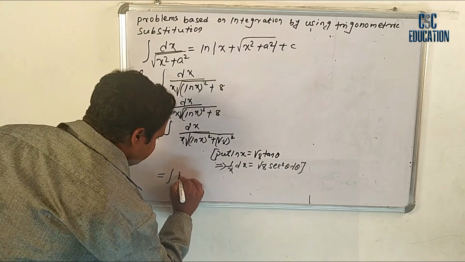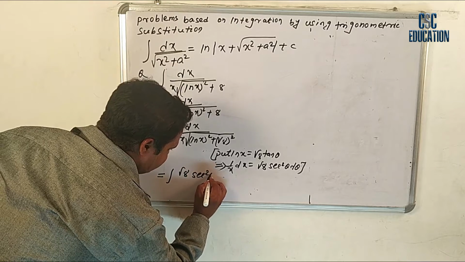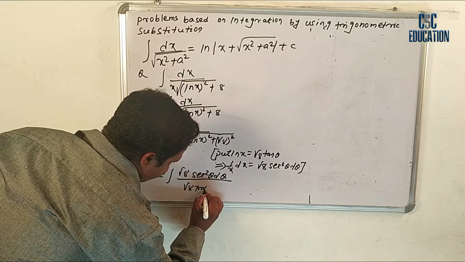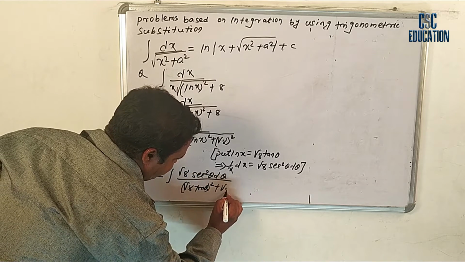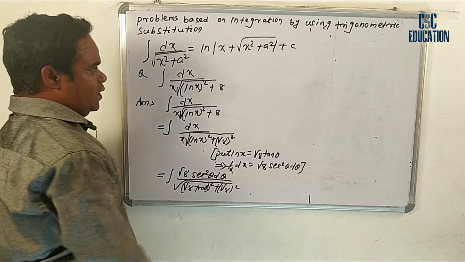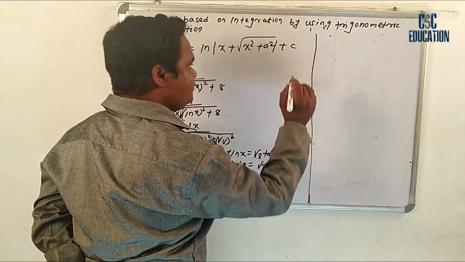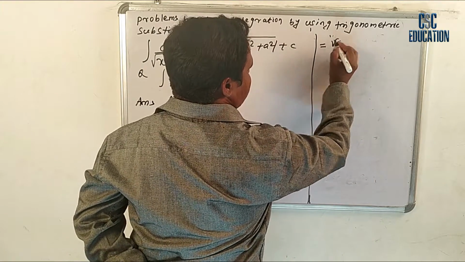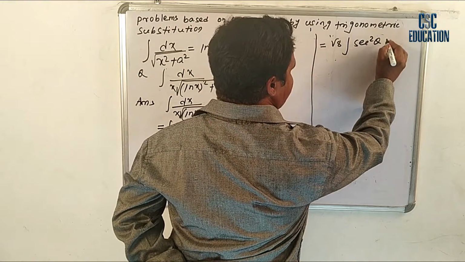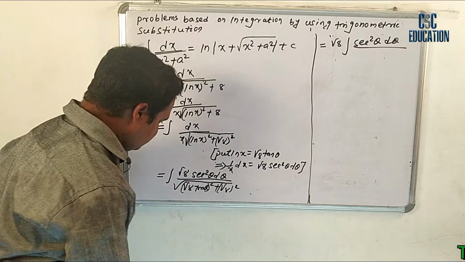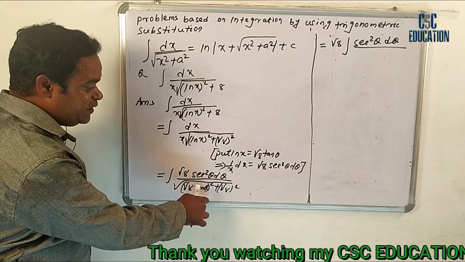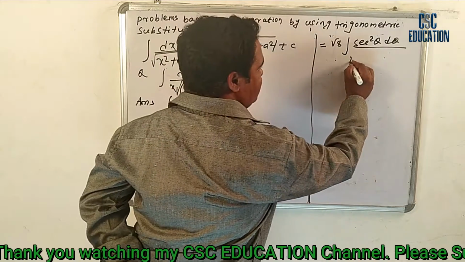So now we have √8 sec²θ dθ divided by the square root of (√8 tan θ)² plus (√8)². Now √8 is the constant and common factor, so the integral becomes sec²θ dθ over the square root of √8² tan²θ, with √8² as the common factor in the root, giving √8.